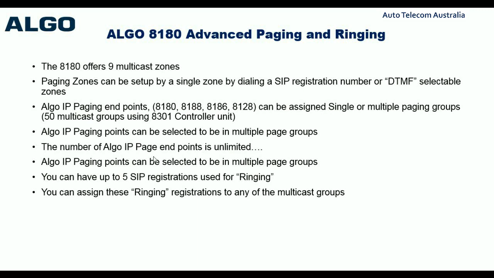Or if they dial the other option, or it comes in on a different set of lines and rings the other SIP registration, it can say this is a call from XYZ. You could do recordings, or you could just use different ringing, so the staff would know that this call I'm about to pick up off the Algo is this one, or this call is the other one. Quite flexible, very handy. You can assign these ringing registrations to any other multicasting groups, etc.